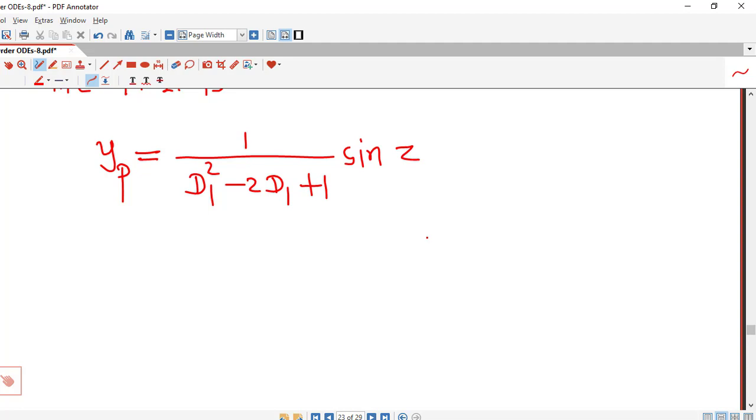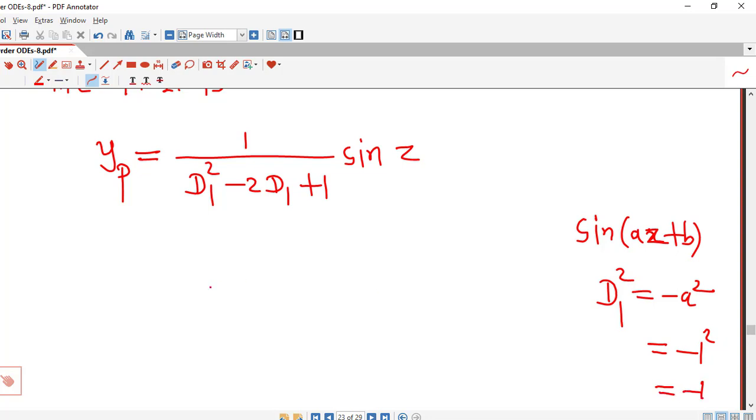Now if the right hand side function is sin(ax plus b) or cos(ax plus b), we replace D square by minus a square. Here instead of x we have z, and instead of D we have D1. So we concentrate on the coefficient of z, which is 1 here. So we replace D1 square by minus 1. In the next step we get minus 1 minus 2 D1 plus 1, operated on sin z.